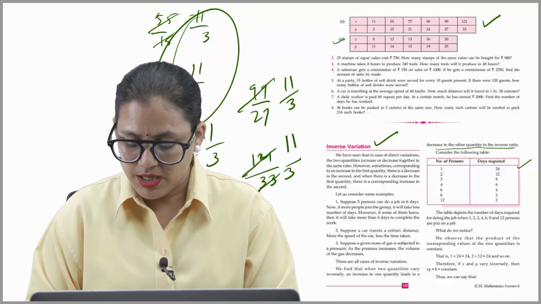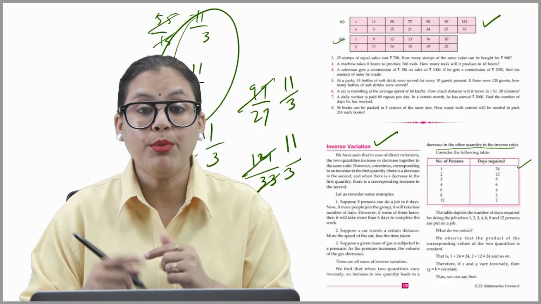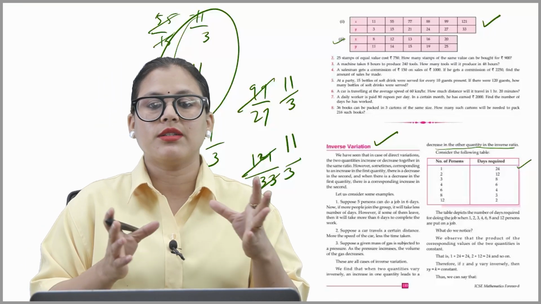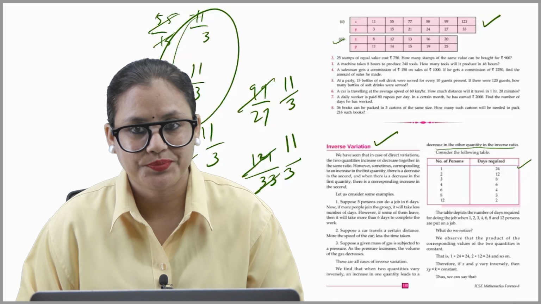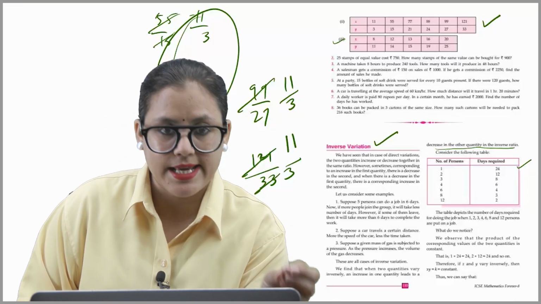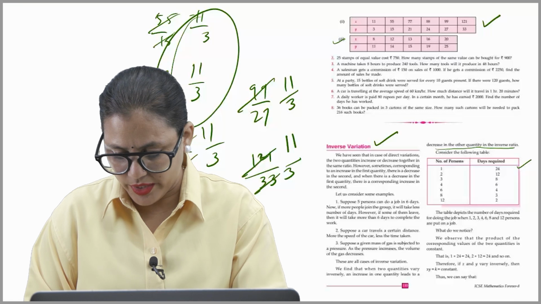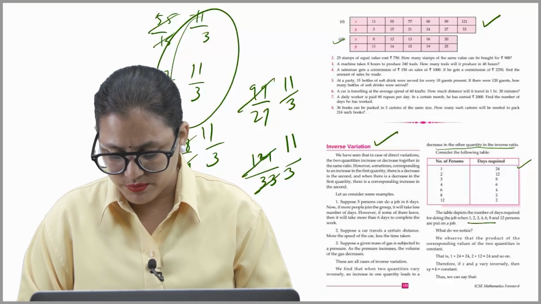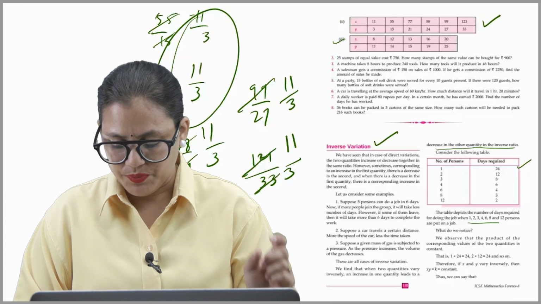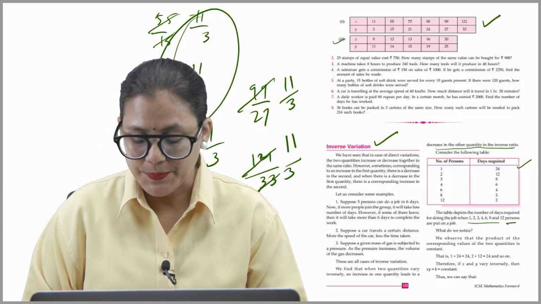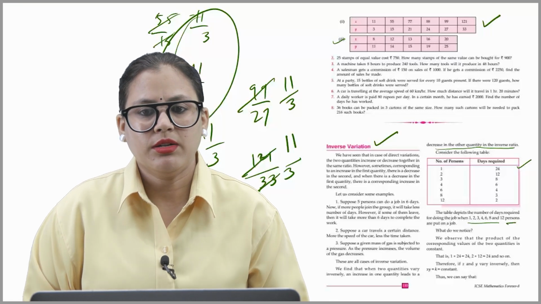See, the number of persons is increasing and the number of days is decreasing, right? So this is your inverse variation. The table depicts the number of days required for doing the job when 1, 2, 3, 4, 6, 8 and 12 persons are put on a job. So, what do we notice?